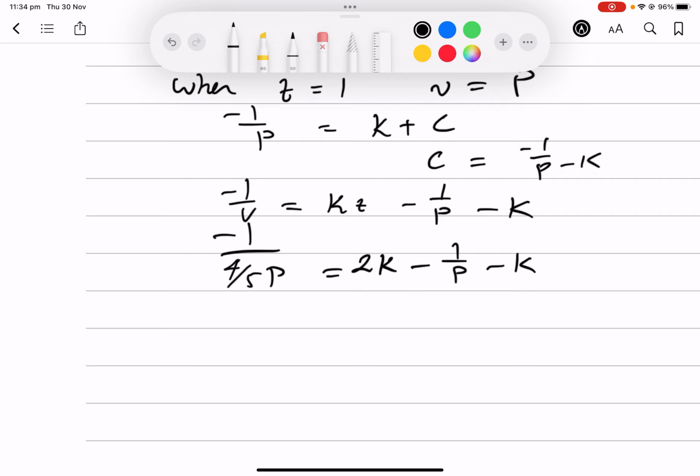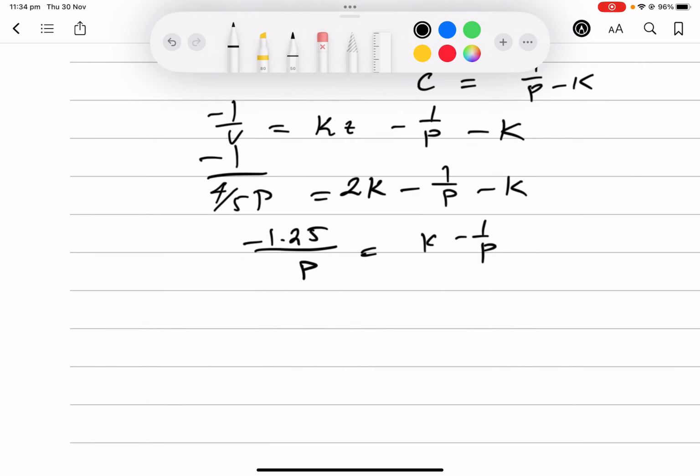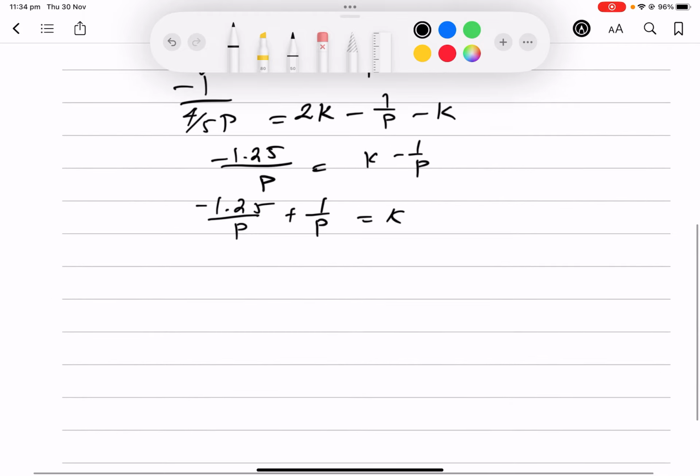Okay, so that's negative 1.25 on p, that equals 2k minus 1 on p minus k. Or well, we can simplify that to just k minus 1 on p. Cool, and now we can add 1 on p on both sides. We have negative 1.25 on p, adding 1 on p, equals k. So therefore, what is k? K is equal to negative 0.25 on p. Oh, not 4, sorry, on p.